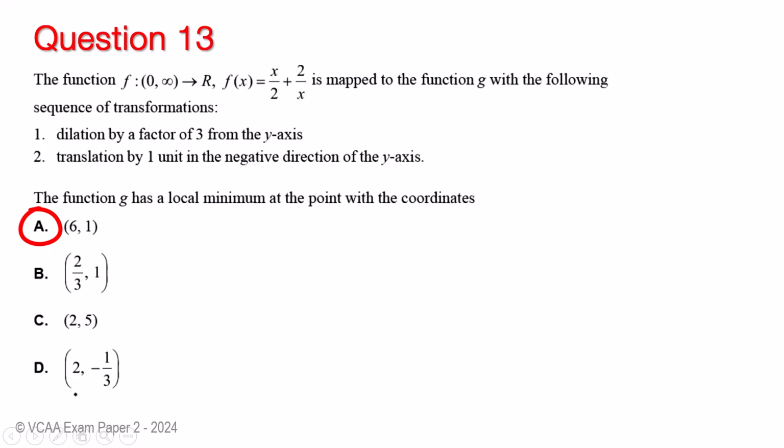But for completeness, and in preparation for similar questions, let's see how to generate the answer. The transformed function is a set of points x primed, y primed, where x primed equals 3x, that is the stretch by a factor of 3 away from the y-axis, and y primed equals y minus 1, a translation of 1 unit in the negative y direction.